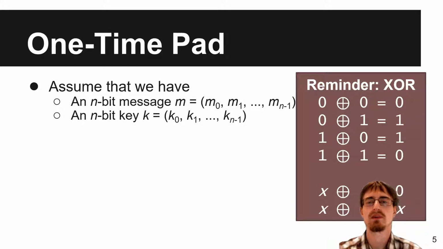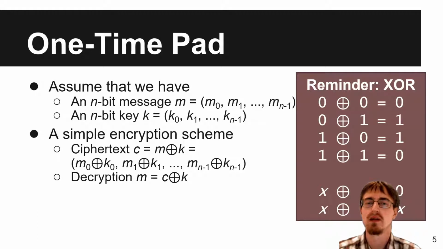Now what can we do with this in terms of crypto? We can perform a very simple encryption scheme where we XOR the message with the key. So we use the exclusive OR operator for each individual bit between the message bit and the corresponding key bit. Okay, so the ciphertext is the message XOR the key, and now decryption can be done very easily in the same way, namely by XORing the ciphertext with the key to yield the plaintext.